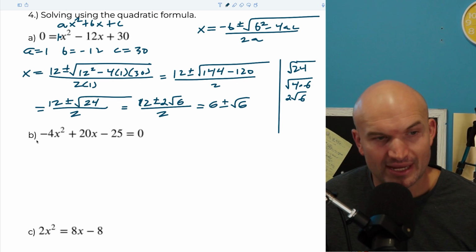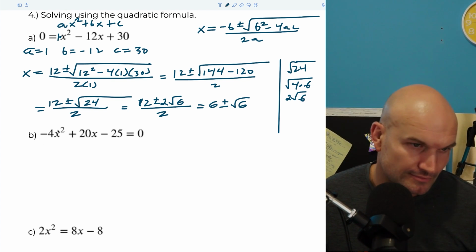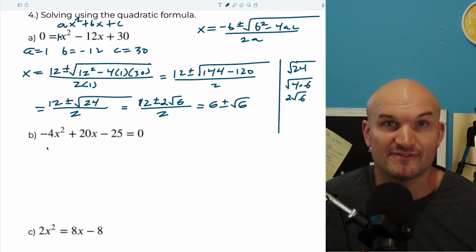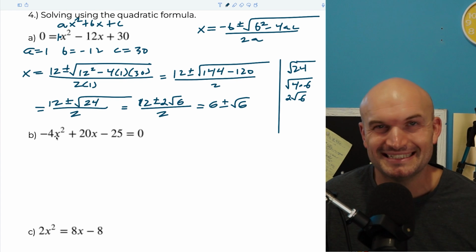Now in this example, a is not equal to 1. So yeah, you could try to factor this, right? Or you might say, let's just go ahead and solve this using the quadratic formula.